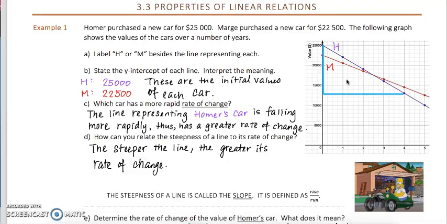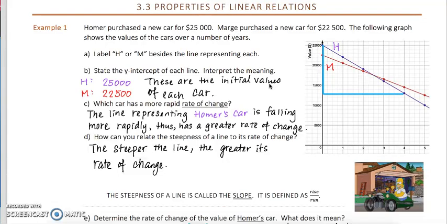So here's a graph, it shows two lines. You are asked to label H for Homer and M for Marge beside the lines representing each. So here, the blue line that starts a little higher should be used for Homer's car because his new car has a higher purchase price, or starting price, or initial value than Marge's car.